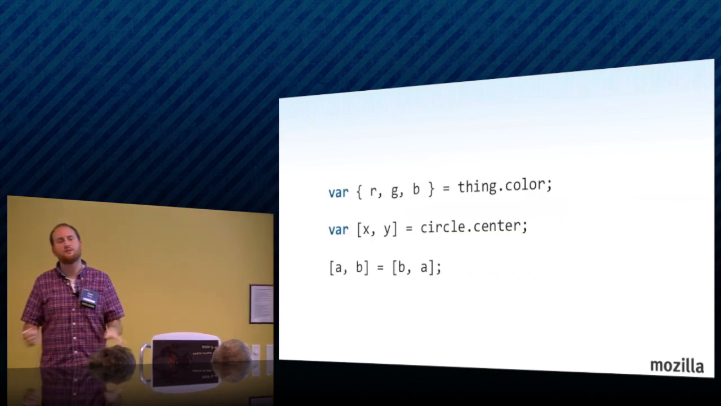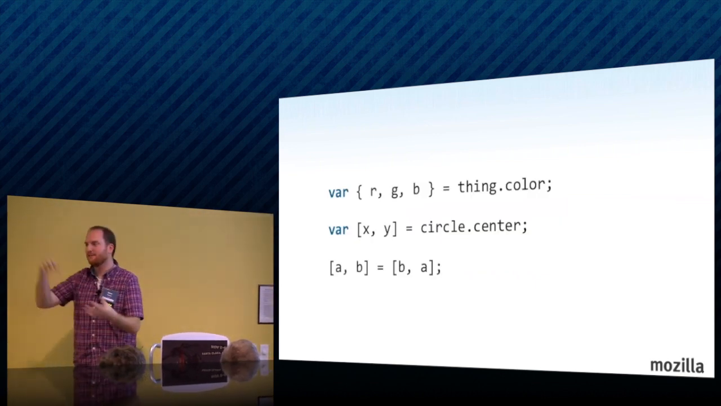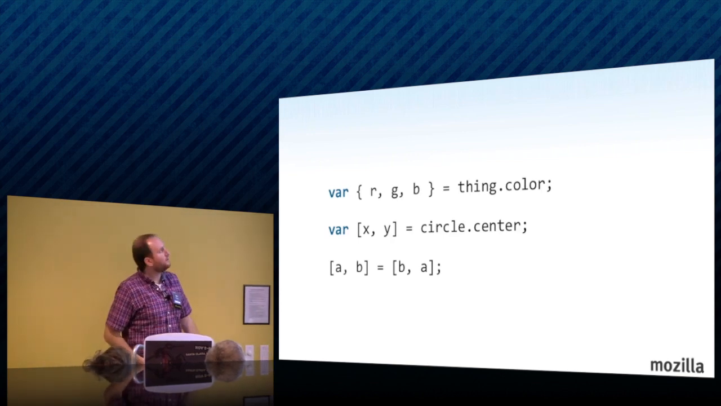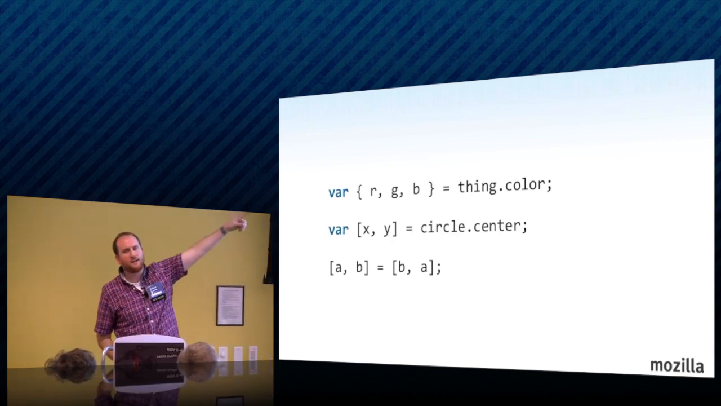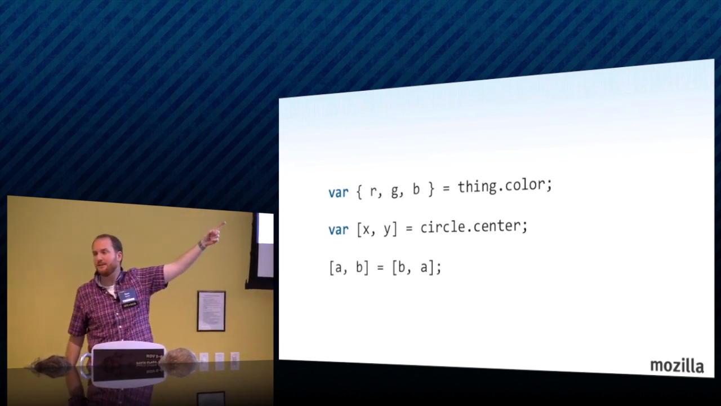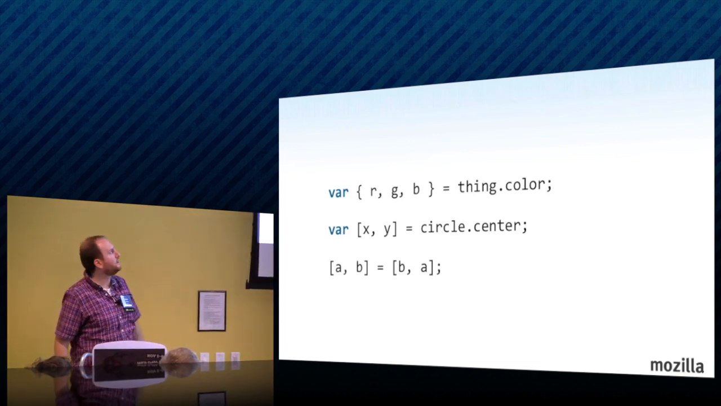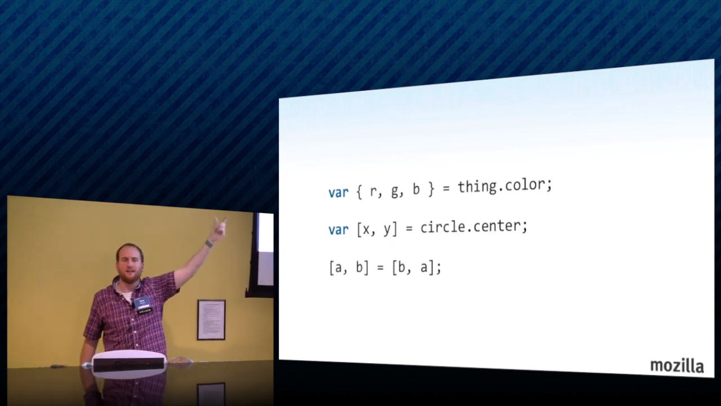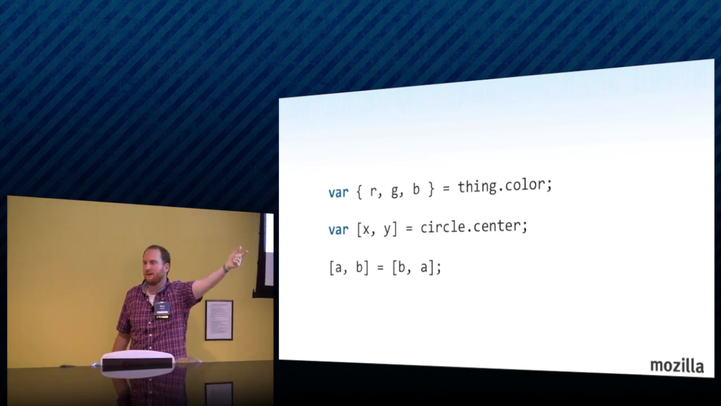Destructuring lets you eliminate a huge amount of boilerplate code for taking some compound data structure and pulling out its pieces. So here's an example of thing.color, which is some object, or we're expecting it to be some object with fields called r, g, and b. I can just bind variables r, g, and b on the left-hand side here by automatically destructuring the thing on the right-hand side.